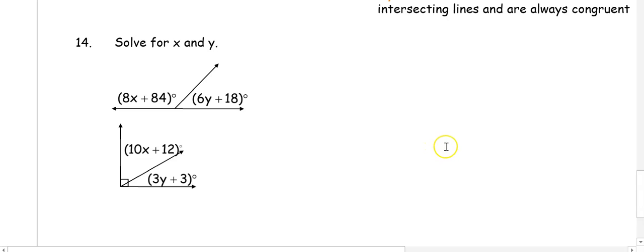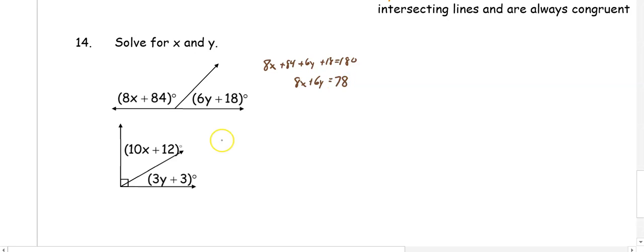So our last problem, let's solve for x and y. If we look at this problem, the first angle is forming a straight line, so together those are 180. So 8x plus 84 plus 6y plus 18 is equal to 180. So we have 8x plus 6y. We can subtract the 84 and the 18 from 180, and we get that this is equal to 78.